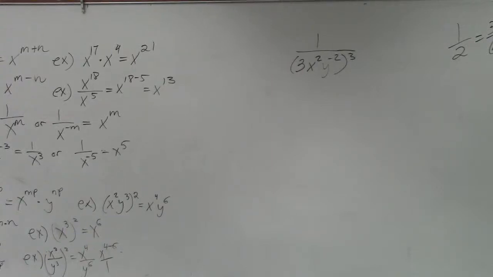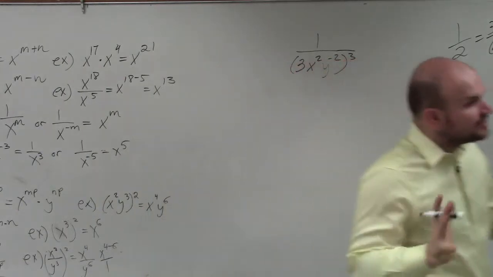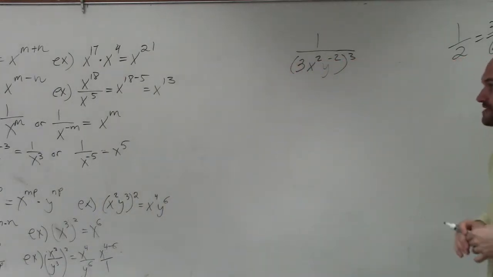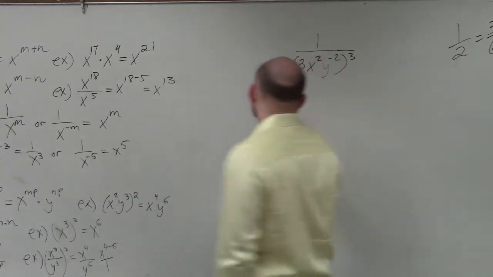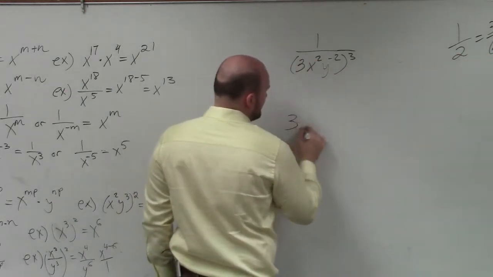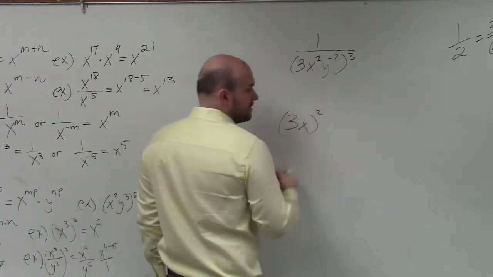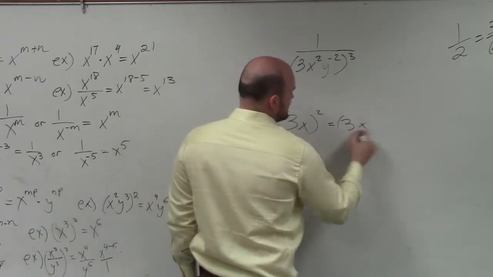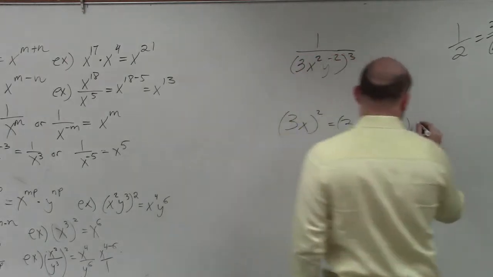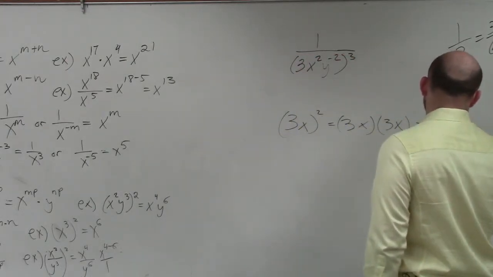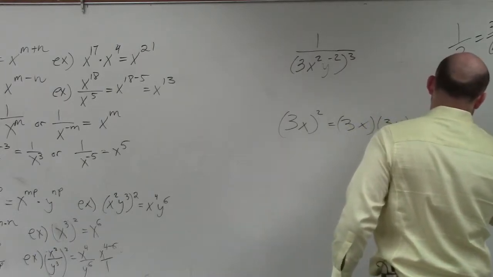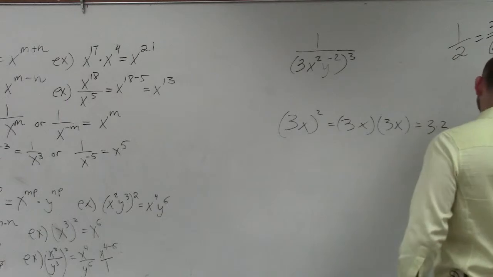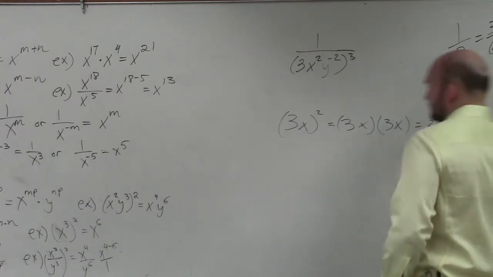Let's go and give this one a shot. So basically on this one, ladies and gentlemen, if we're looking at our rules of exponents, this is very, very important for us to understand: the power to product rule. What that allows us to do is, if I had 3x squared, you understand that is 3x times 3x, right? Which is basically 3 times x, which is basically 3 squared times x squared.